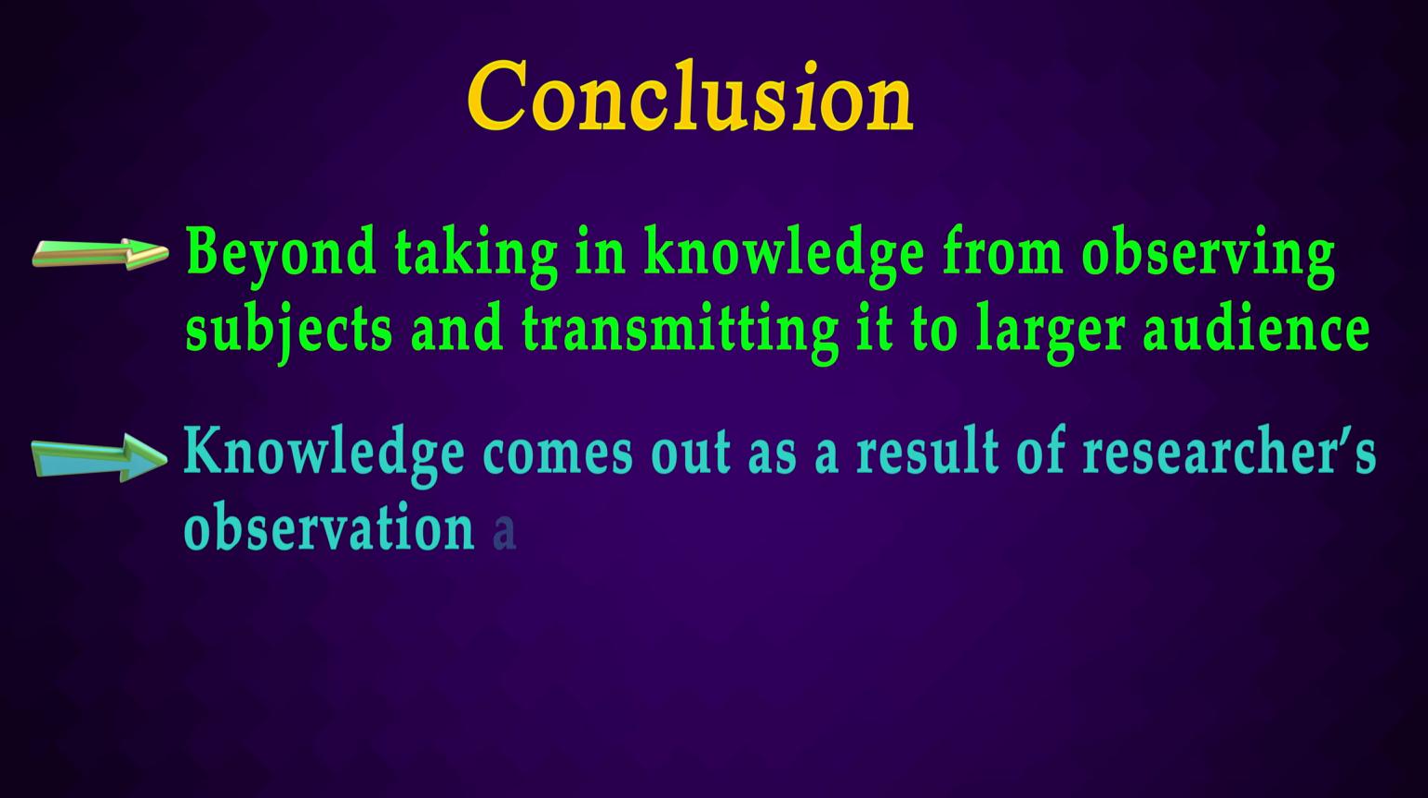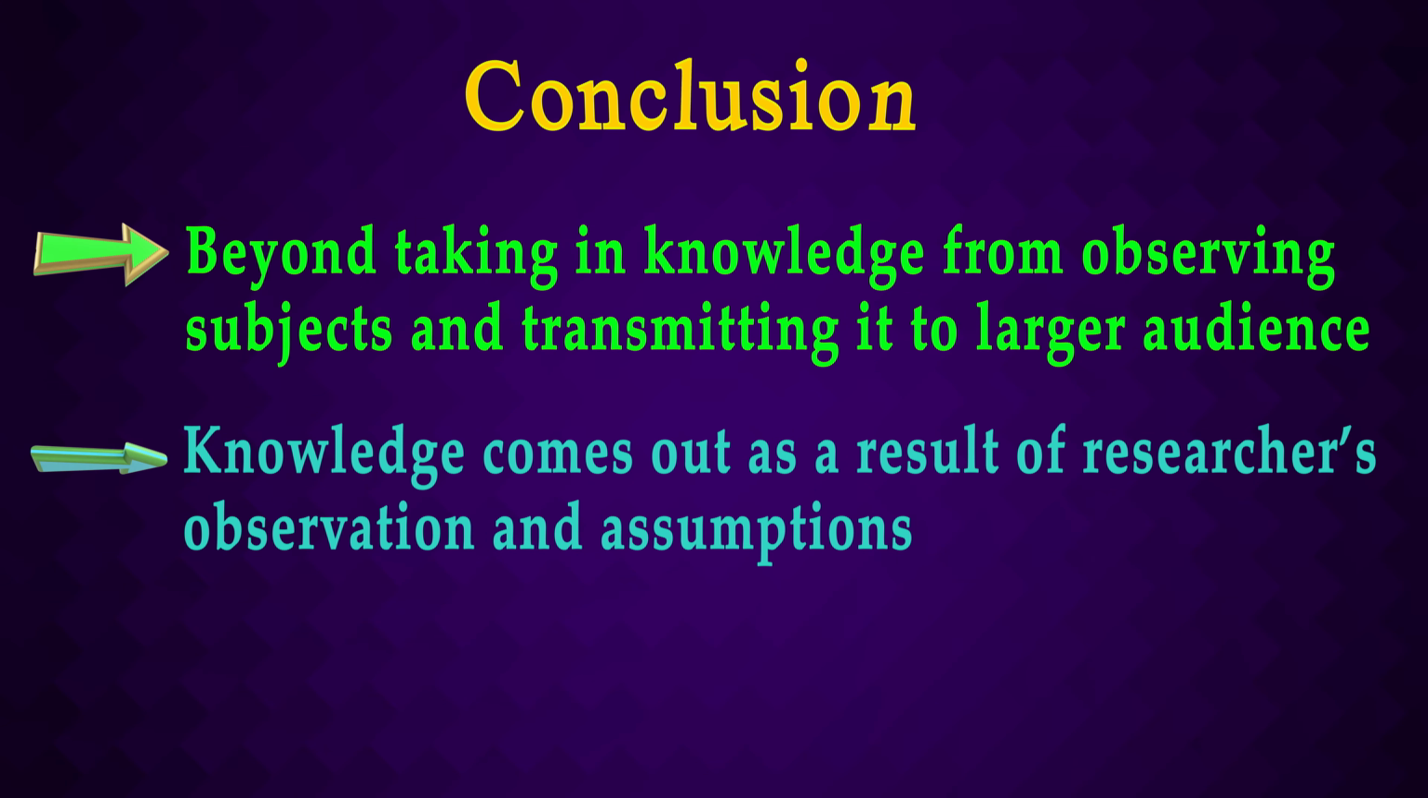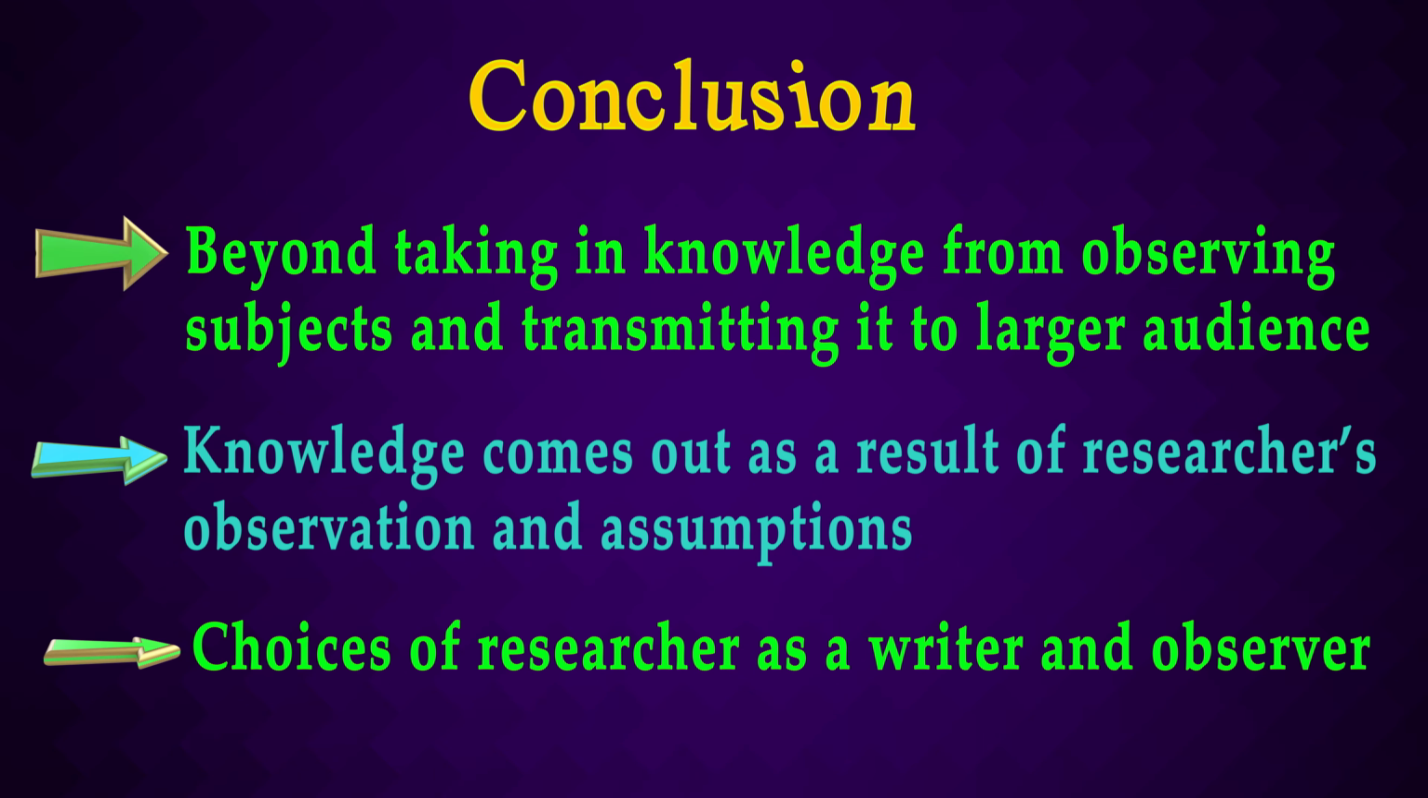Knowledge comes out as a result of the researcher's observation, assumption, intuitions, and the choices that the researcher has made. It plays a big role here as a writer and as an observer, because only that will lead to the creation of knowledge. So he has to be very careful about the choices he's making. If you are not tolerant towards a race or a religion, then the researcher should not spend time or even think about proceeding with the research. Why? Because his biases will interfere with the research.